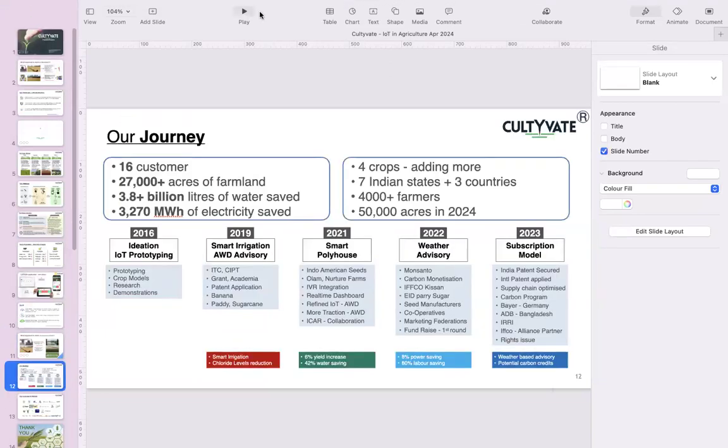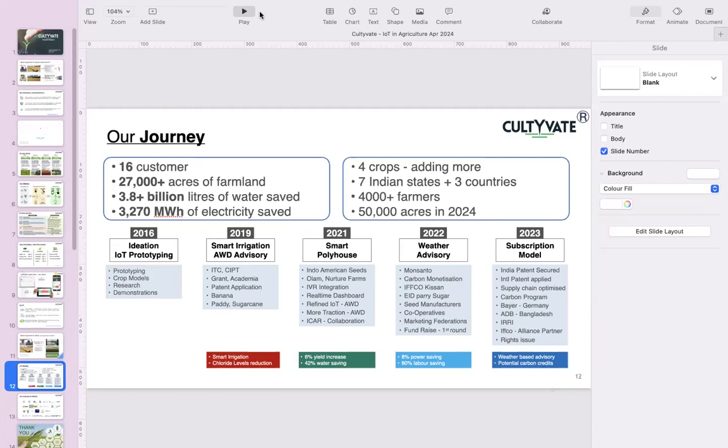And our journey, just to summarize this: we were founded in 2016, where we started with the sensor to understand how exactly we can collect insight from the ground that can help farmers. Today, we have got 16 customers. As I said, we work with around 4,000 farmers, but we don't go to farmers directly. We work through corporates. That's where it is 16. And cumulatively, we have got around 27,000 plus acres of farmland. And totally, we have saved around 3.8 plus billion liters of water and around 3,270 megawatt hours of electricity. And we are working across 4 different crops, in around 7 states and 3 countries.